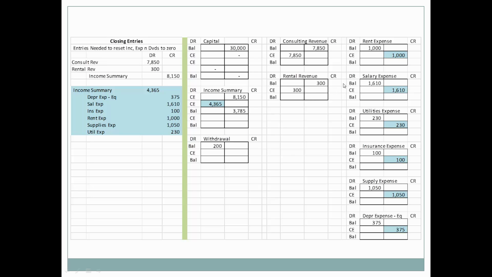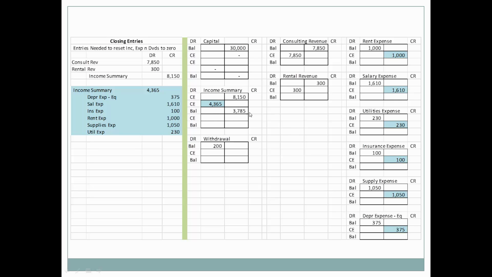Let's do the same for the expense accounts. So now we're going to debit the income summary account for all of the expenses. So we're going to credit rent expense, salary expense, utilities expense, insurance expense, supply expense, and depreciation expense. All of the debits will equal all of the credits, so for each one of these accounts, their balance will be zero, so we've zeroed these out.